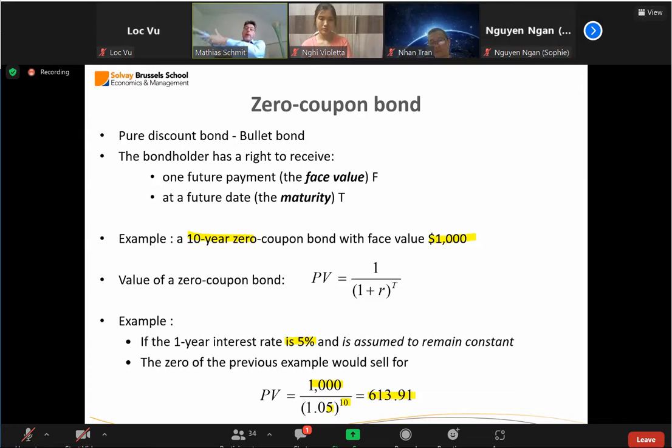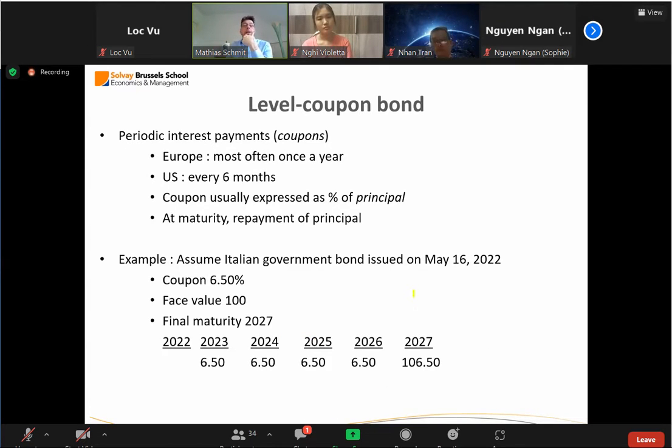This is the way you value a zero coupon bond. You receive the whole money at the end, and the value today is what you get when you discount this amount over 10 years. This is an example. Very often you have a level coupon bond. We already discussed perpetuities, if you remember. For a level coupon bond, you value it like an annuity. You receive a coupon for a given number of years, and at the end you receive everything.